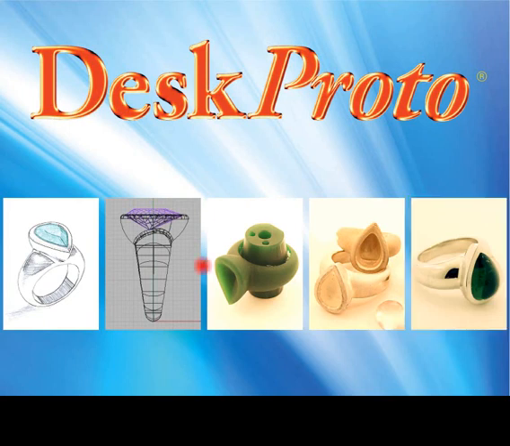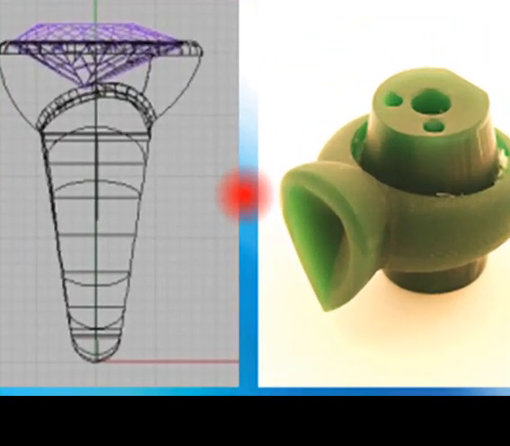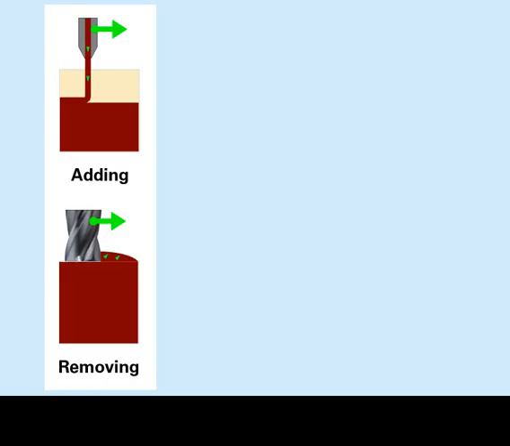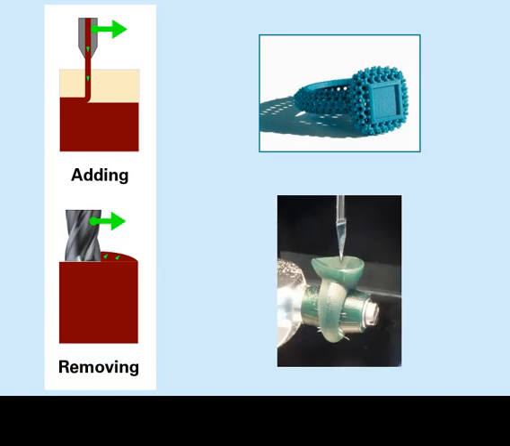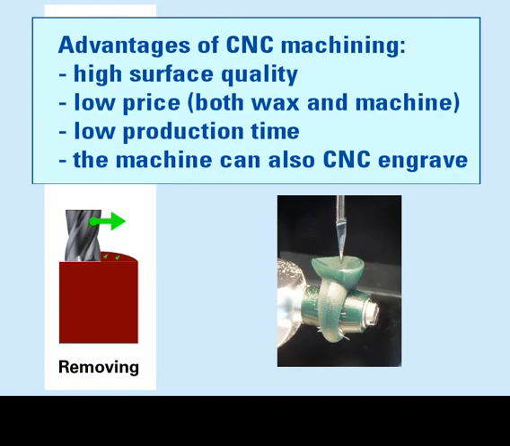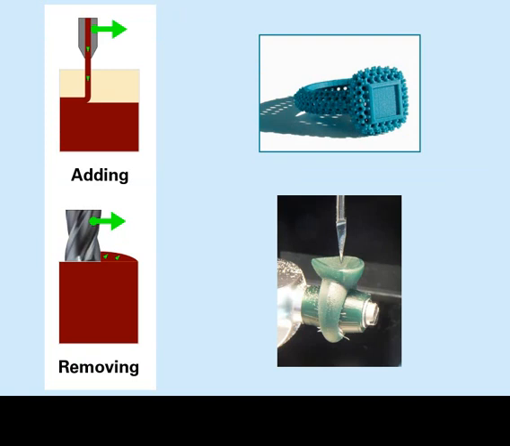We will focus on the step from CAD model to wax model, digital manufacturing. This can be done in two ways, either by adding wax, which is done on the 3D wax printer, or by removing wax, which is done on the CNC milling machine. This video is about CNC machining.